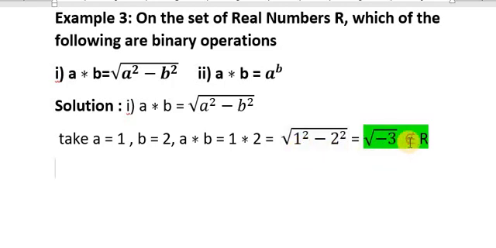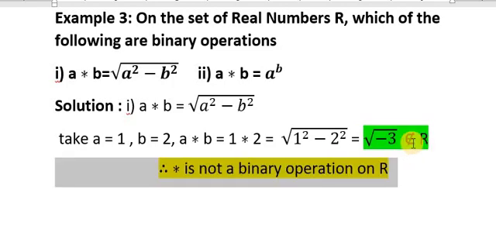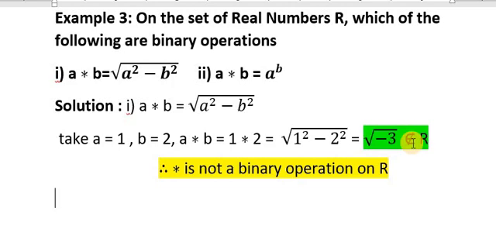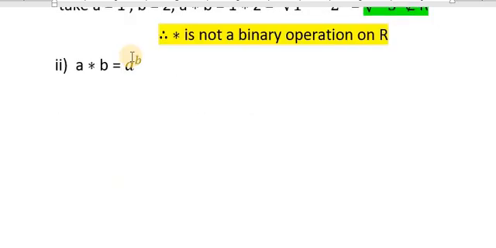Root of -3 does not belong to R, because root of -3 is an imaginary number, which is a complex number. So it is not present in real numbers. Hence, star is not a binary operation on R. Now the second problem, a star b is equal to a power of b. Second problem, a star b is equal to a to the power of b.